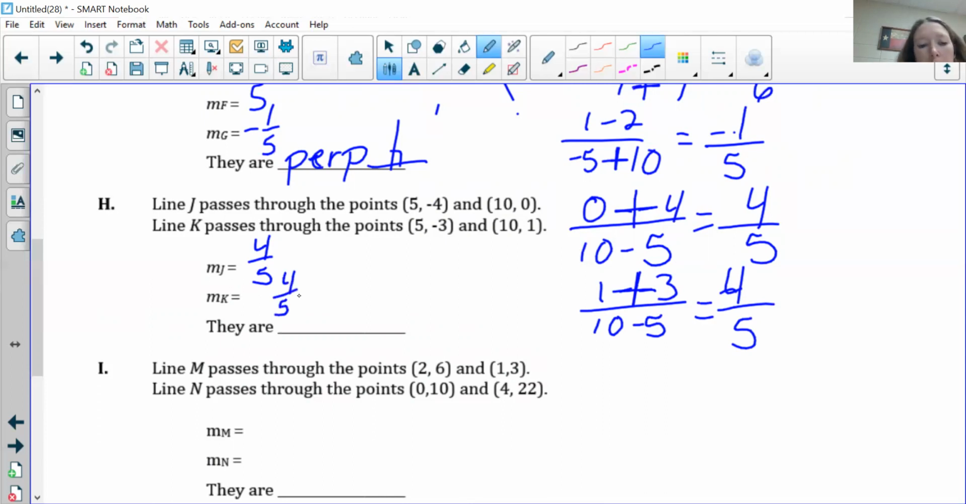Are these parallel, perpendicular, or neither? They're the same, so they are parallel. All right, so now you've seen what all three types look like: parallel, perpendicular, and neither.